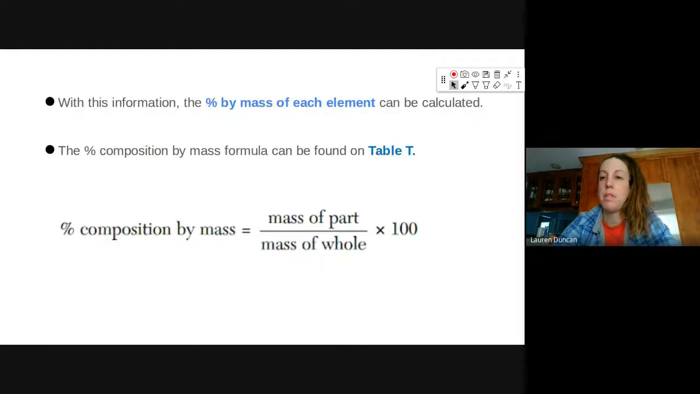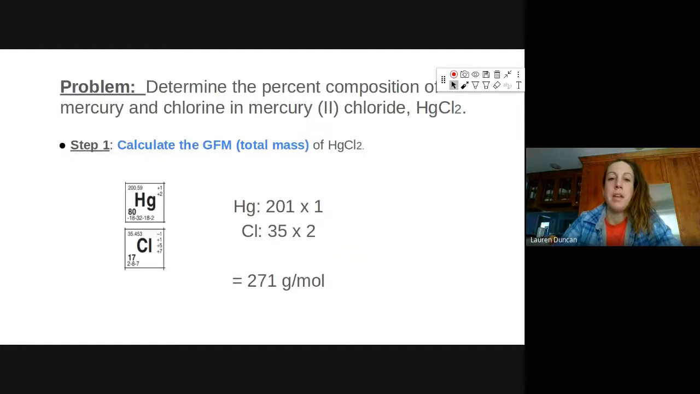All right, so let's look at how this would work. Maybe just take a moment and I'll pause. If you're taking notes, perhaps write down: calculate the GFM, the total mass of HgCl2. All right, so calculate the GFM total mass. That's going to be our step 1.